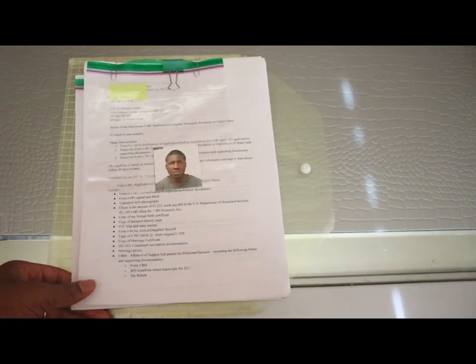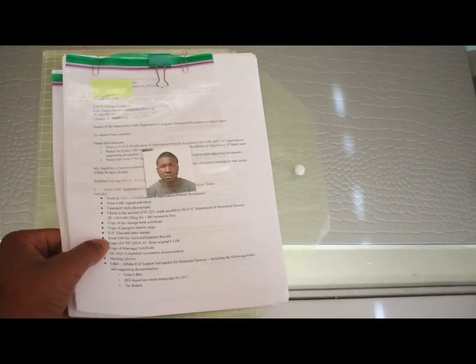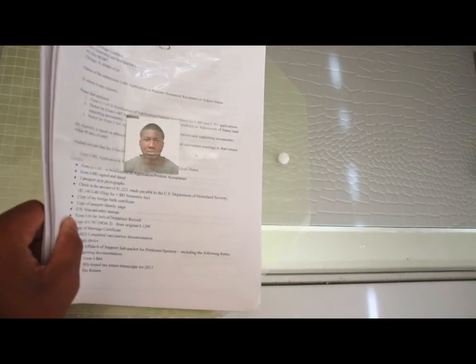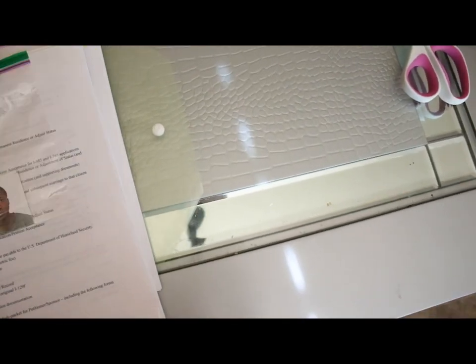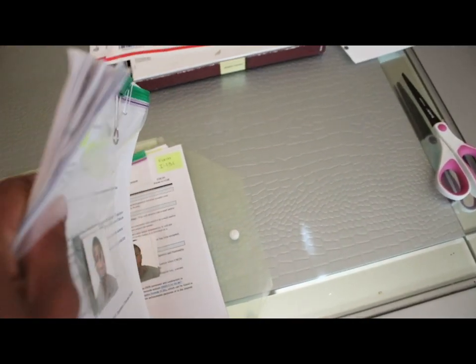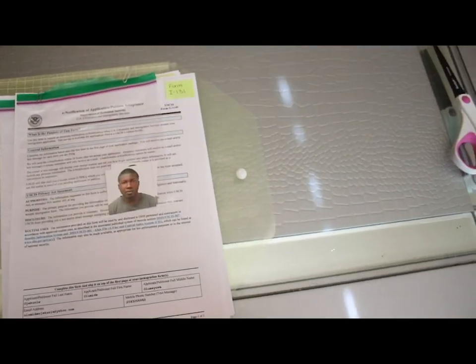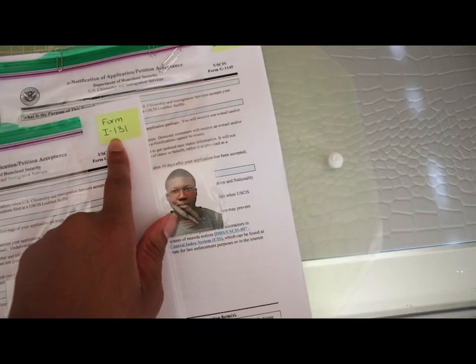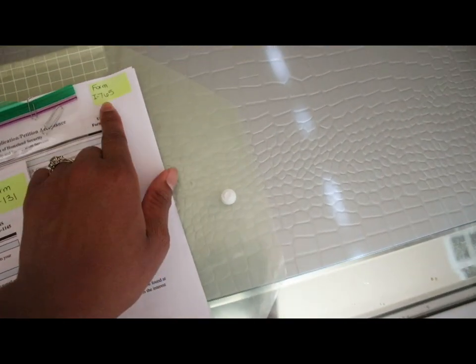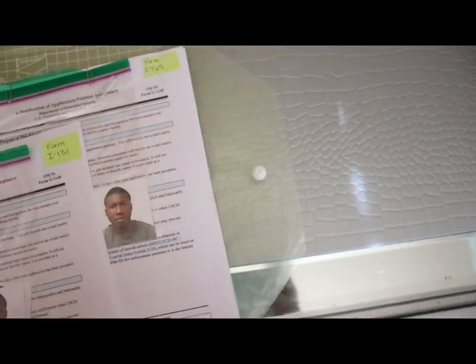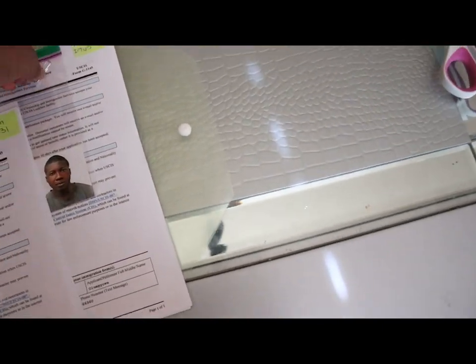So we will be showing you how we put the paperwork together so you guys can have an idea. Here is our packet. See how thick it is? That thick. This one first is the thickest. It's the AOS, the adjustment of status. The next one is Form I-131, which is the advance parole. And then Form I-765, which is the work authorization, EAD.